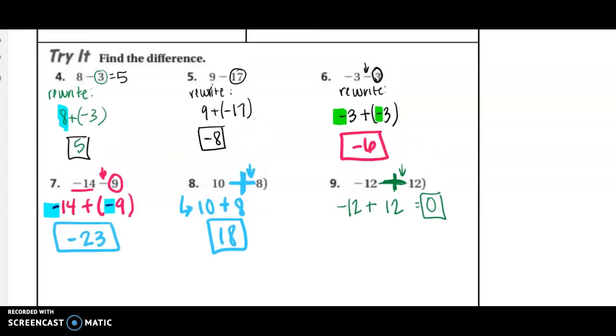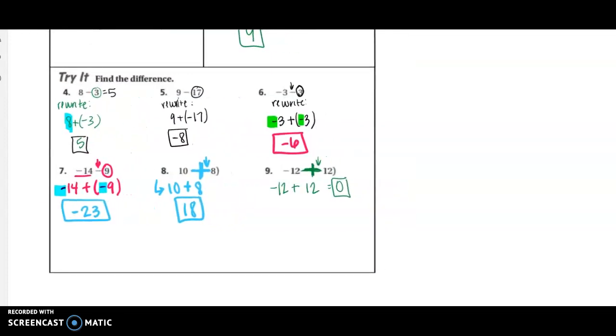All right, so that is all we have for 1.4.